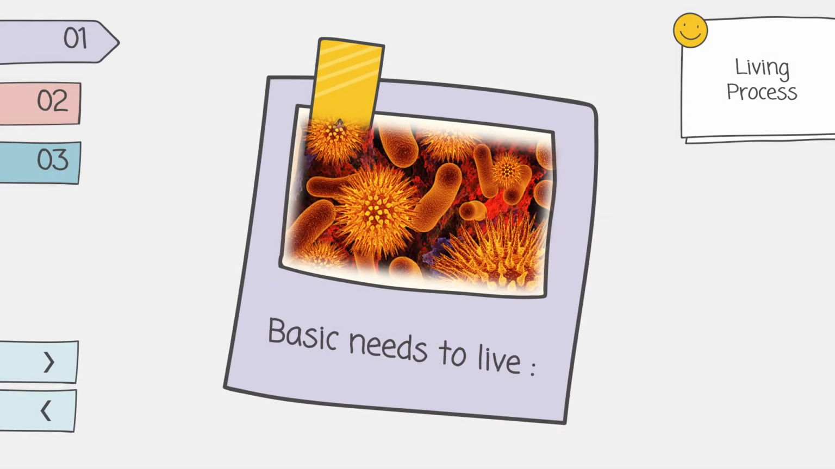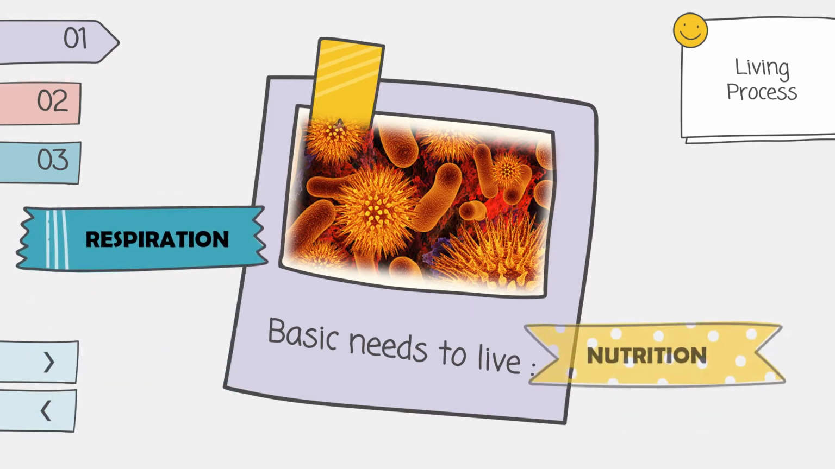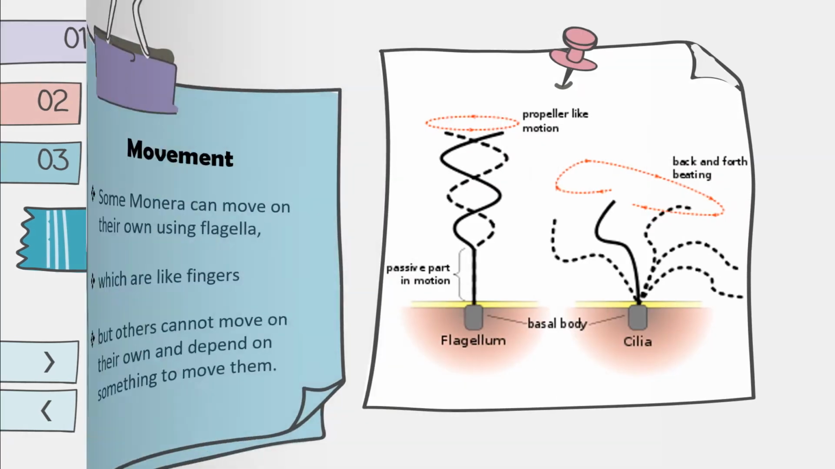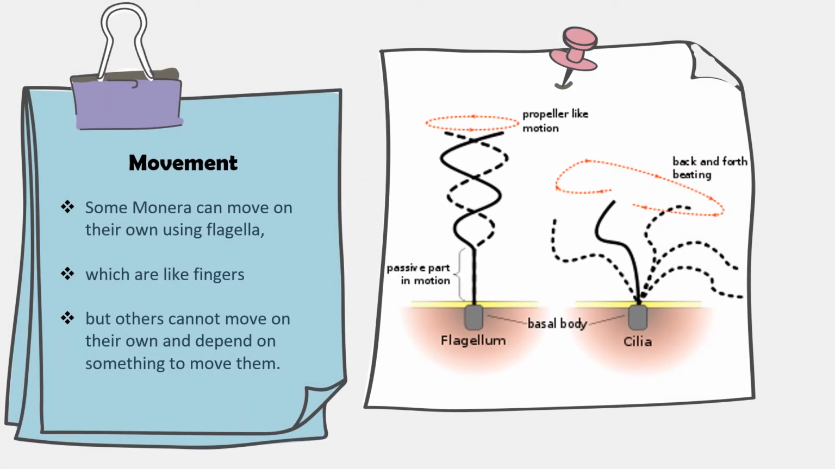They also undergo several living processes such as respiration, getting nutrition, and their movement. In movement, some Monera can move on their own using flagella. Flagella compose of the protein flagellin and can spin like a propeller, pulling the bacteria through the water. But some Monera cannot move on their own, and they have to depend on something to move them.